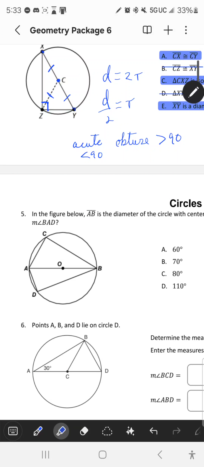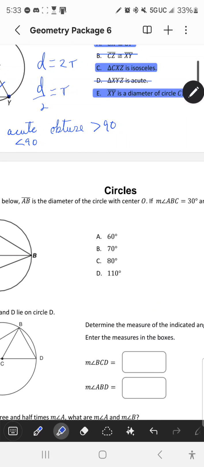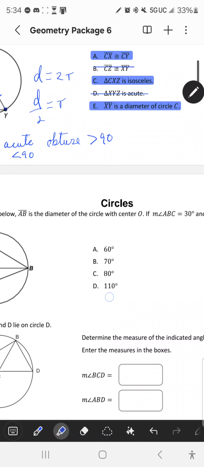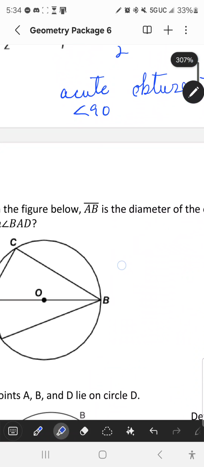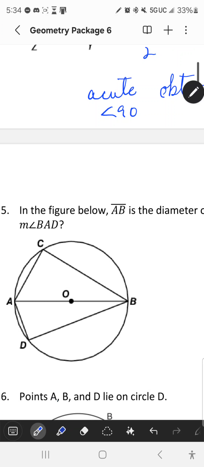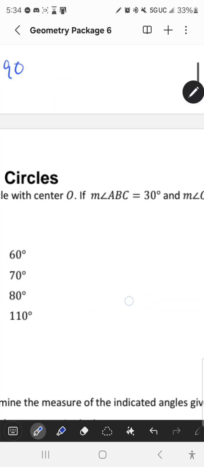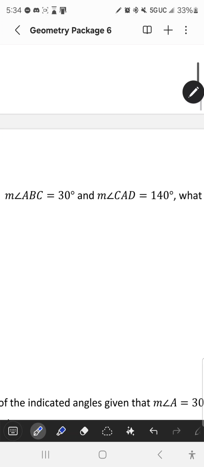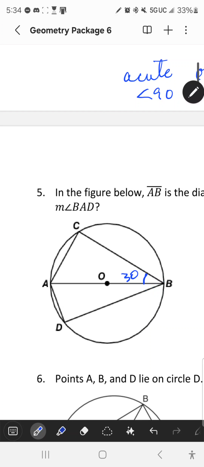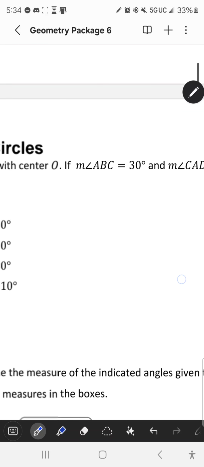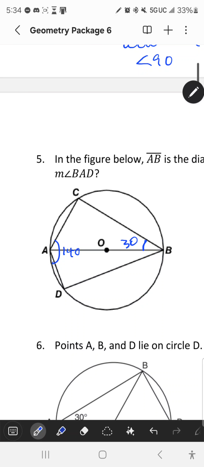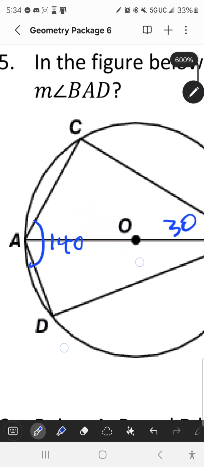Now let's see number 5. In the figure below, AB is the diameter of the circle with center O. If angle ABC equals 30, so this is 30, and CAD is 140, where is BAD? BAD, okay.